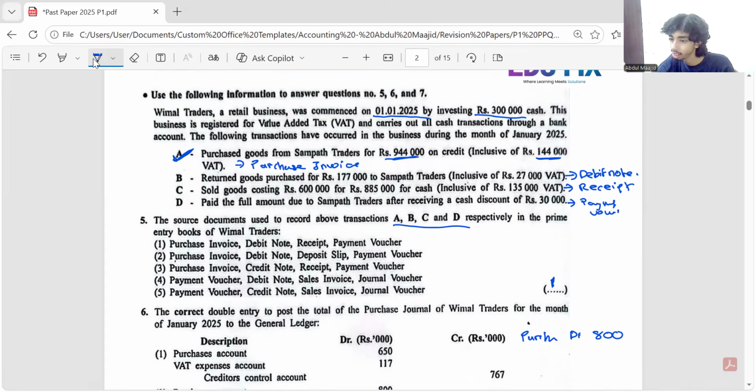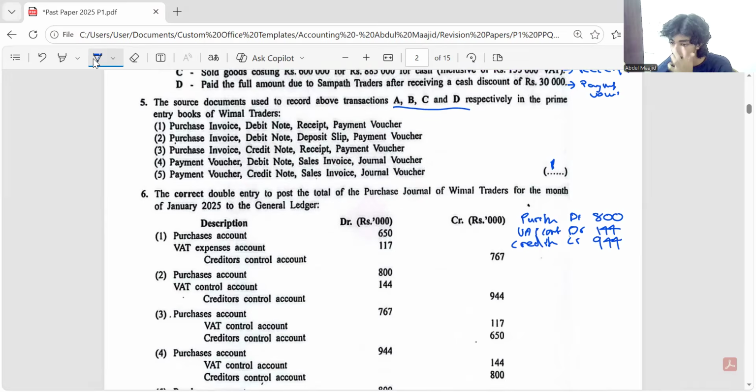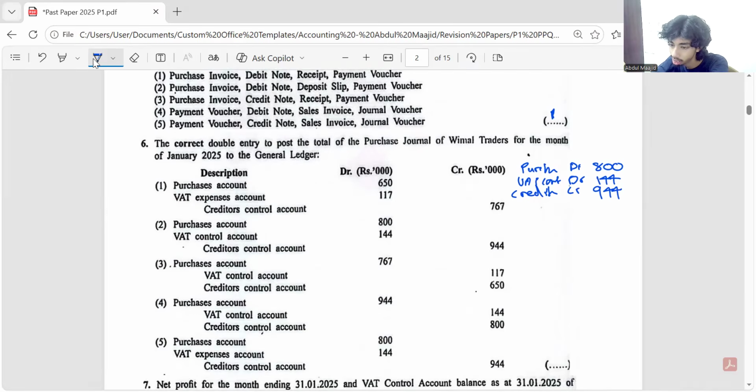No, this is a VAT registered business, so you should record the VAT in the VAT control. VAT control, purchase VAT will be debited 144. Then the total amount you will have to pay to your creditor will be 944. Then the answer will be purchases account debit 800, VAT control account debit 144, creditor control account credit 944. Answer number 2.